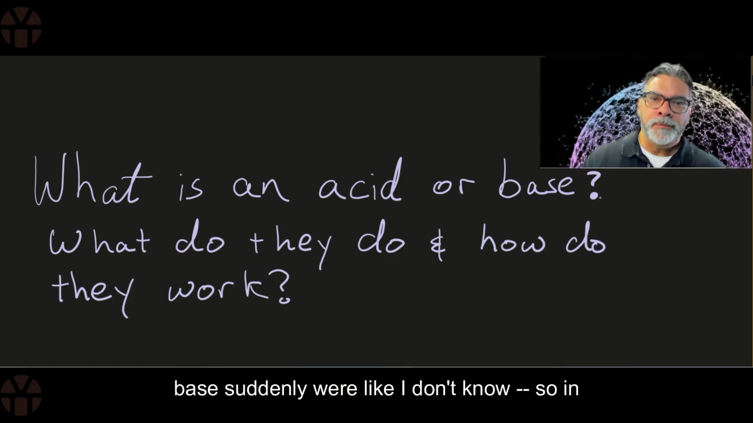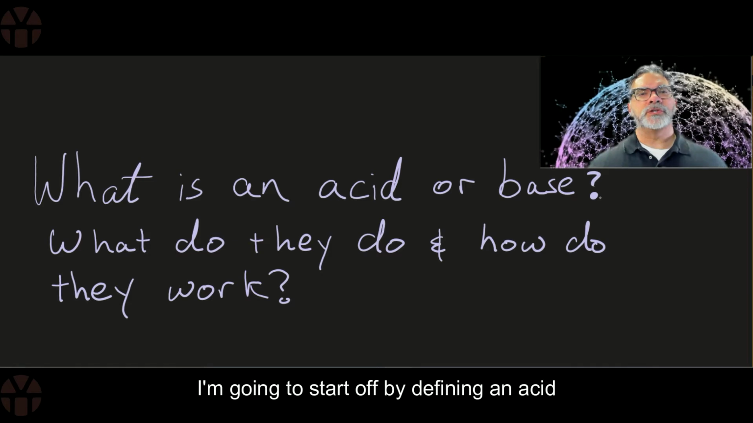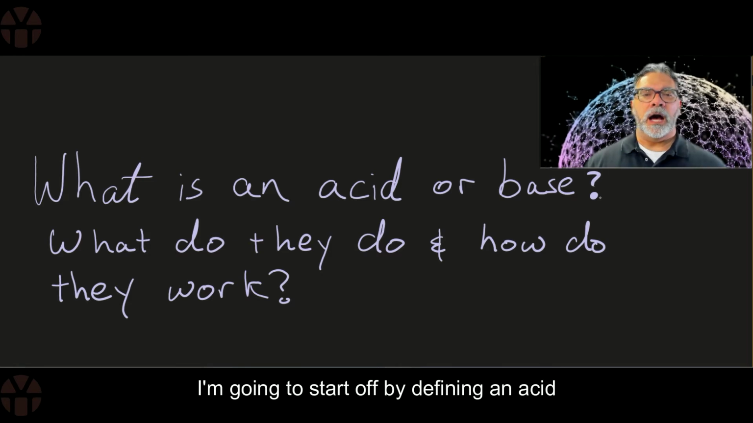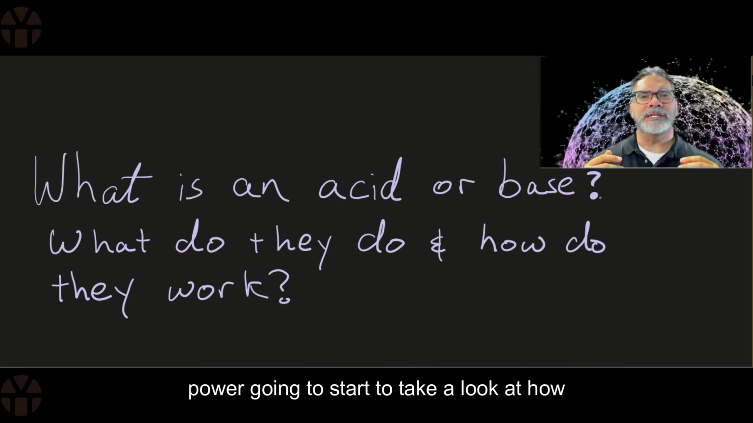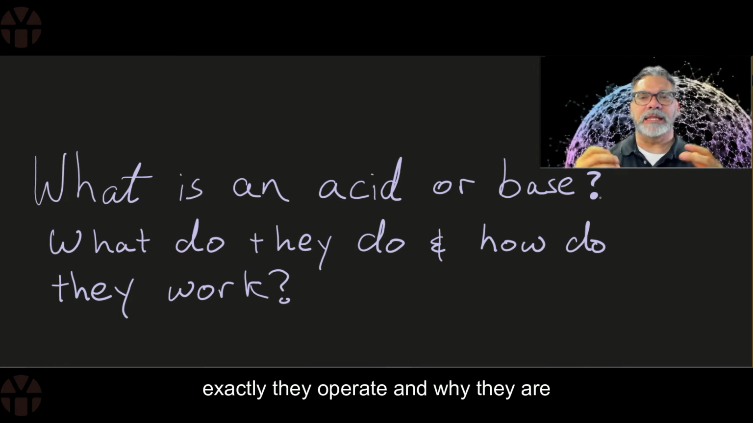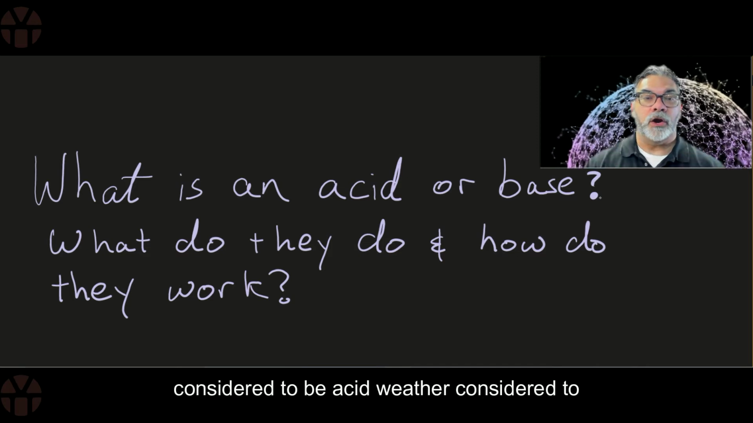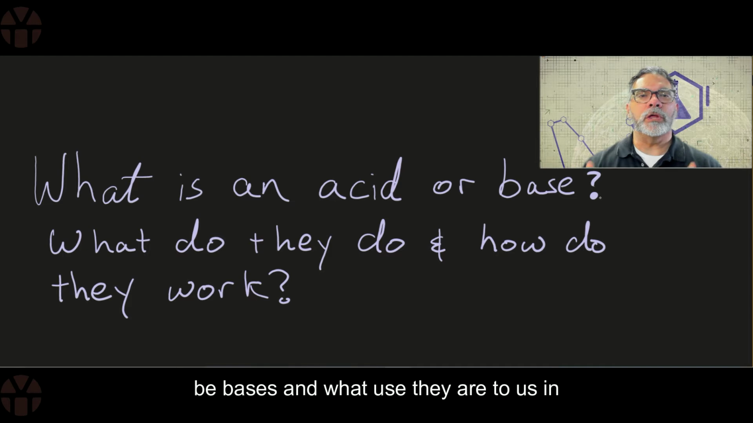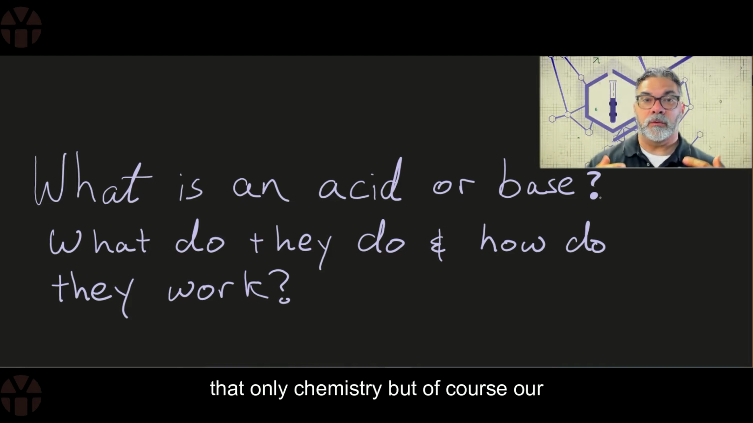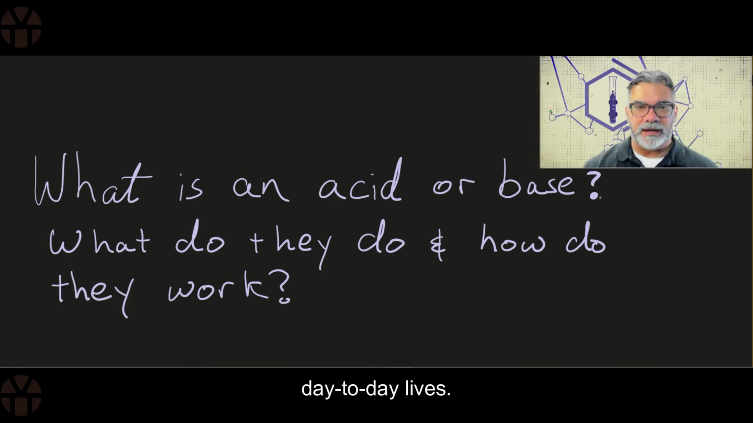So in this section, we're going to start off by defining an acid and a base through several different definitions, and we're going to take a look at how exactly they operate, why they are considered to be acids, why they're considered to be bases, and what use they are to us in not only chemistry, but of course our day-to-day lives.